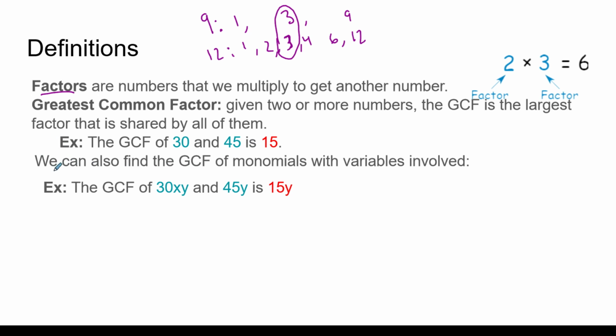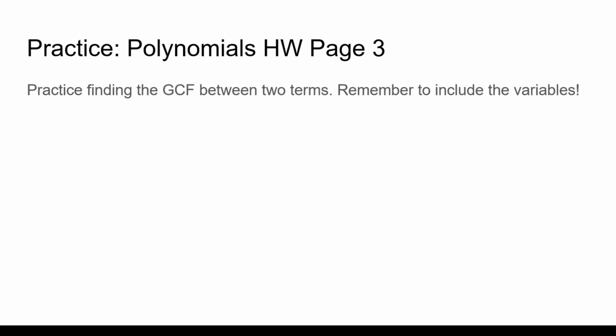Something that we're going to think about here is if we have some monomials with variables involved, and we have to find their GCFs. So, 30xy and 45y. Well, they're both divisible by 15, and they both share a y. So their GCF would be 15y. So you're going to do that on your own, practicing finding the GCF between two terms. That's page 3 in your homework. Remember that you got to include the variables.